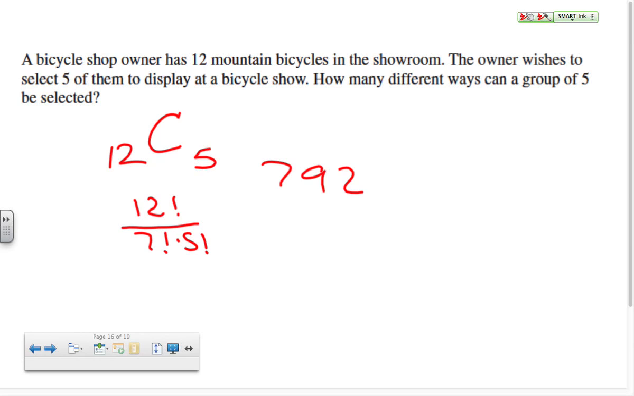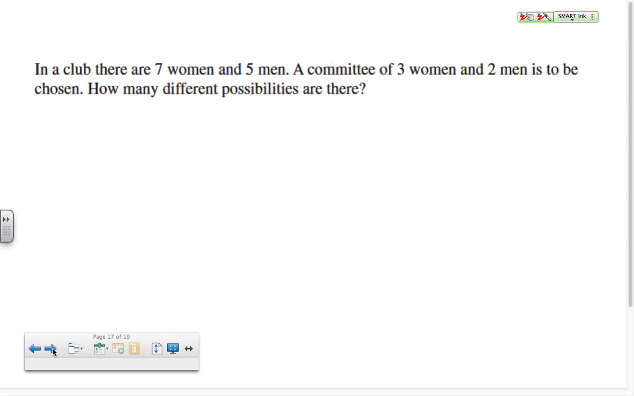Okay, the last example is a harder one. It says, in a club there are 7 women and 5 men. A committee of 3 women and 2 men is to be chosen. How many different possibilities are there? Okay. So we have 2 different distinct groups here. We can't just lump them all together. You have to cut it in half. Like we solve the women first, then we solve the men, then we.